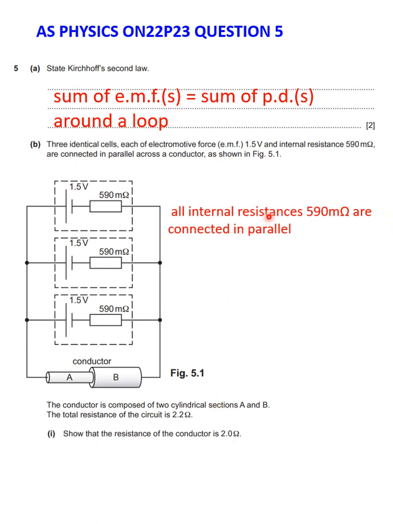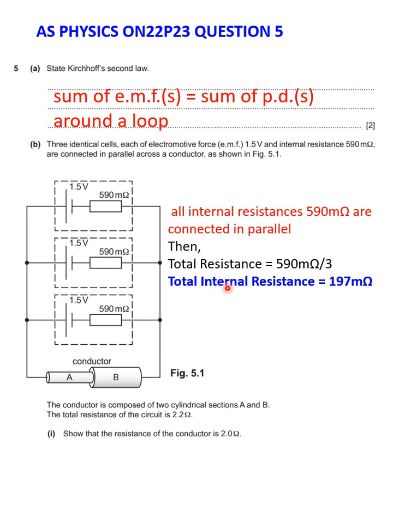All internal resistances are equal to 590 milliohms and connected in parallel. To calculate the total resistance of the internal resistances, it is 590 milliohms divided by 3. So the total internal resistance is equal to 197 milliohms. The question states the total resistance of the entire circuit is 2.2 ohms.